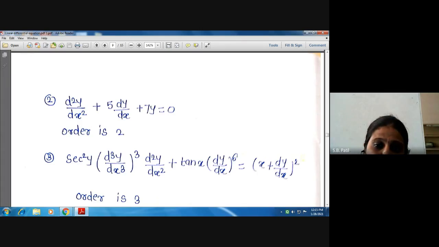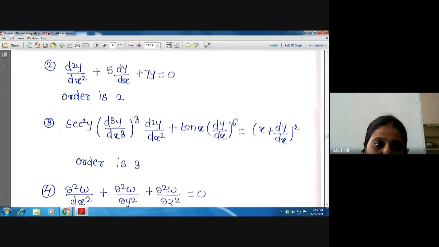We have to calculate the order of this differential equation. The order of a differential equation is nothing but the order of the highest derivative. The first term is a second order derivative, and the second term is a first order derivative. So the highest order derivative is d square y by dx square, and the highest order derivative is the order of the differential equation. So it is a second order derivative, and the order of this equation is 2.